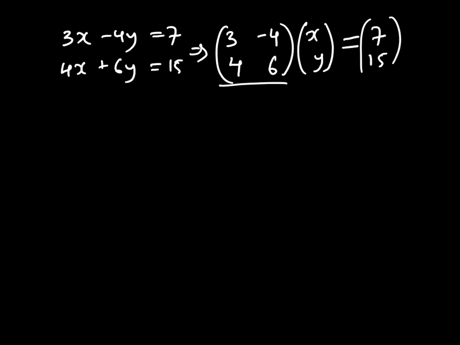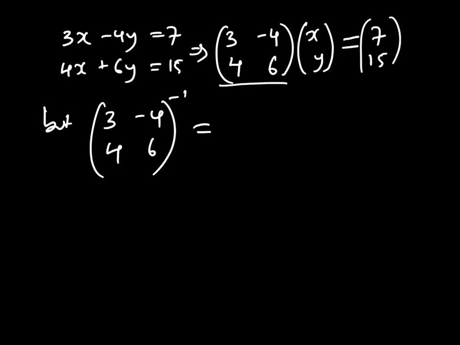Okay, we need the determinant of the matrix, and in this case we have 3, negative 4, 4, 6 inverse. That equals 1 over the determinant, where we multiply the elements on the principal diagonal. That is 3 by 6, which is 18, minus the product of those on the secondary diagonal, which is 4 times negative 4, that's negative 16.